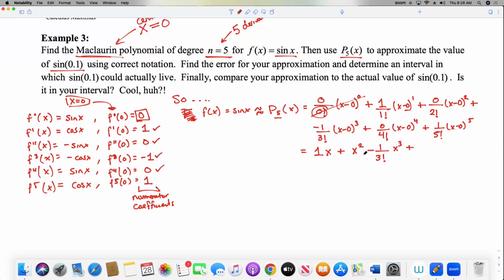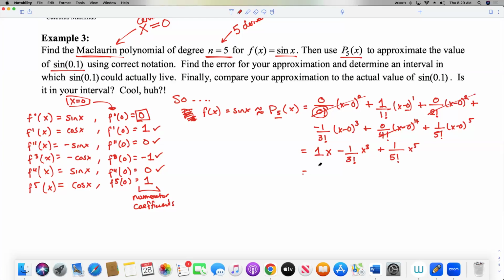What did I just do? 0 over 2 factorial is 0. Who cares what this is? That's going to go away, right? So that should not have been there. Let's fix that. All right, so we were at negative 1 over 3 factorial x cubed. Again, 0 goes away, plus 1 over 5 factorial x to the 5th.